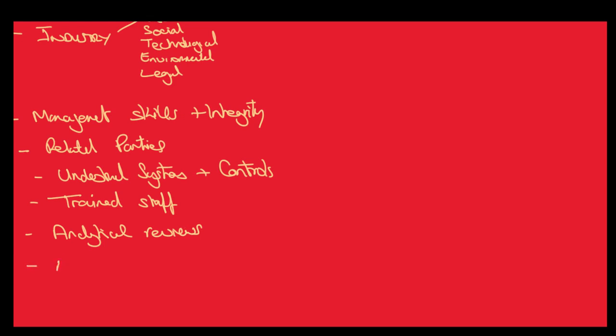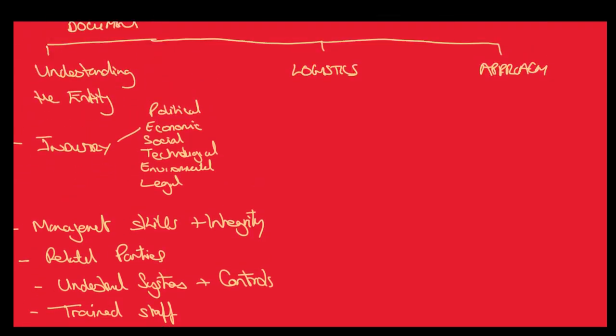We'd also need to understand what the accounting policies are. If they've changed accounting policies, then the figures will change. We need to make sure that they've done that properly. Okay, moving on then to the logistics. First of all, we need to know the scope.